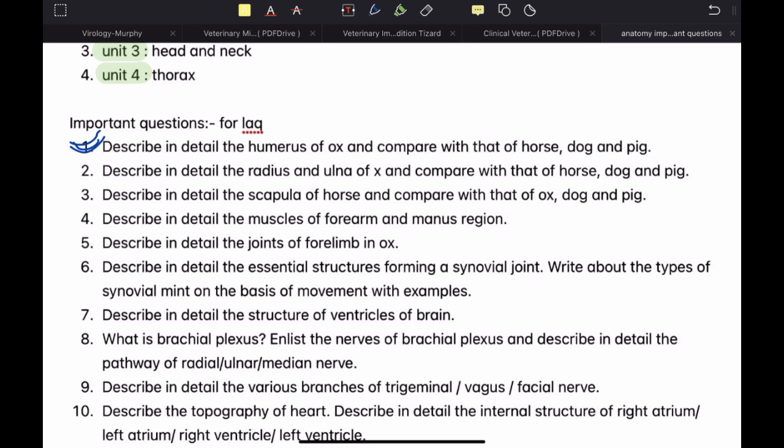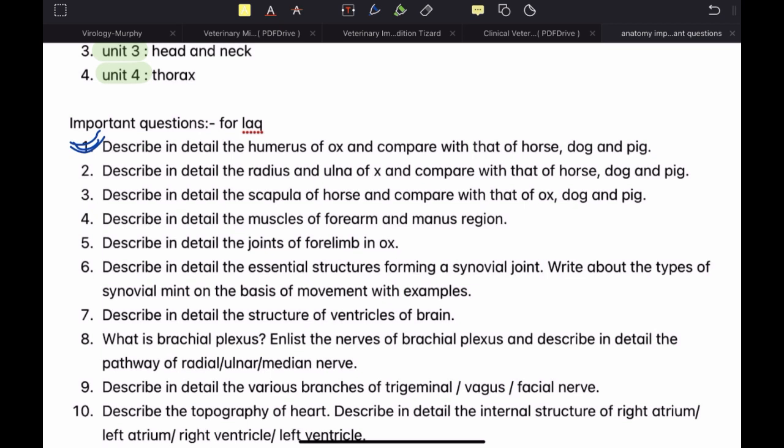So if the question is of 8 marks, then 4 marks will be given for humerus of ox and 4 marks given for the horse, dog, and pig. So what you are going to do, you are going to make another diagram for horse, but this time make the diagram very short, and you don't need to do the entire labeling. Now just label the things which are different. Okay, so if we are saying that the bicipital groove is notched, then just label bicipital groove and write notched.